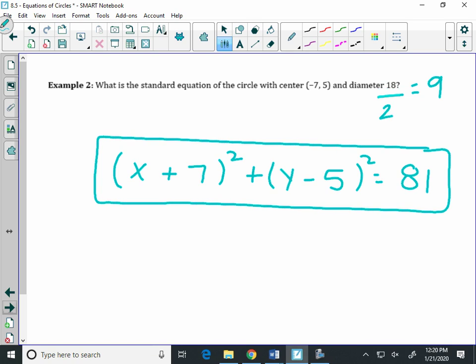So they gave us the diameter. So what we're plugging into our equation has to be the radius. We know the radius is half of the diameter, so we just cut it in half. We divide by 2, and that gives you the radius. Sometimes you're given the radius, sometimes you're given the diameter, so just make sure you read the wording. You don't always have to divide by 2. You'll see that when you're given it.